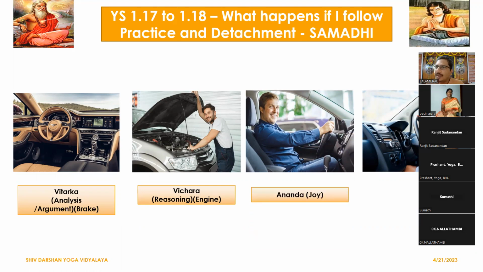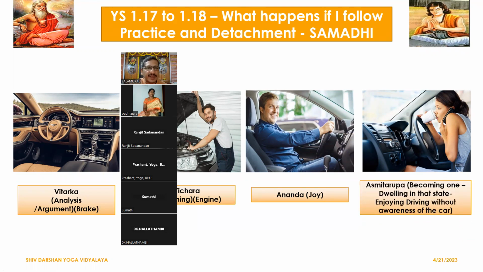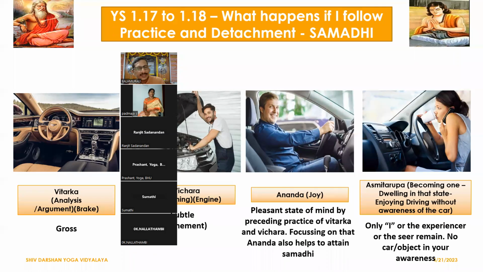If you cross these 2 Samadhis, you will enter a Samadhi called Ananda. Ananda Samadhi is the consequence, the result of Vitarka and Vichara. The fourth is called Asmita Rupa, the I-ness. Asmita means I. That means now you don't need a car. Even in Ananda, you are enjoying the car. In Asmita, you don't need a car. You simply enjoy it. Just the experience of I itself makes you feel happy and joyful. These are the 4 levels of Samadhi. The first is gross, the second is subtle, the third is the consequence, the fourth is the ultimate thing.